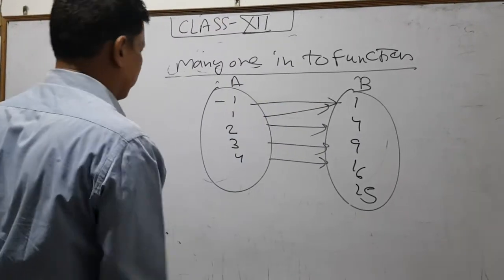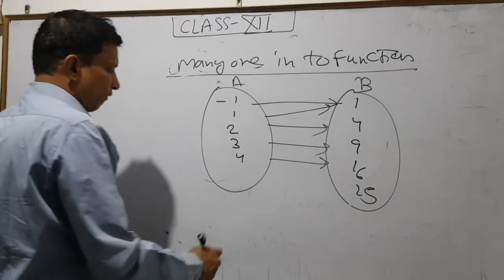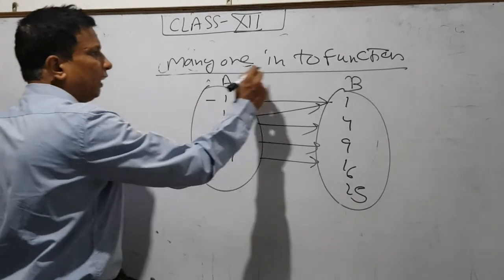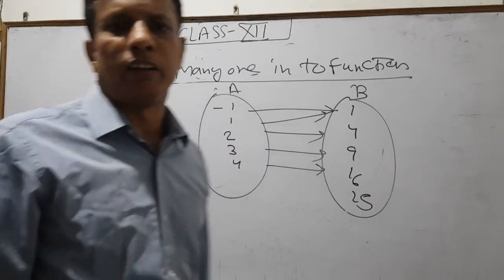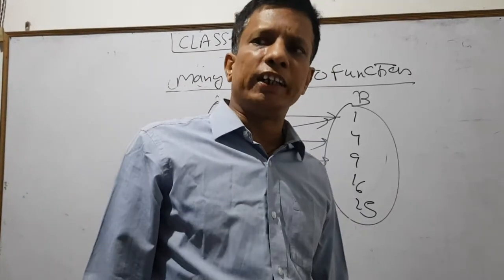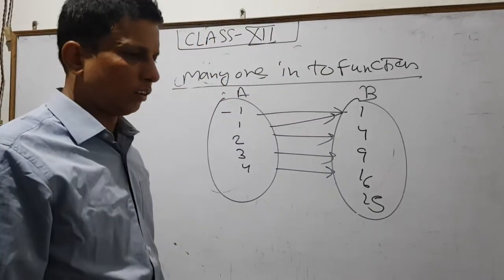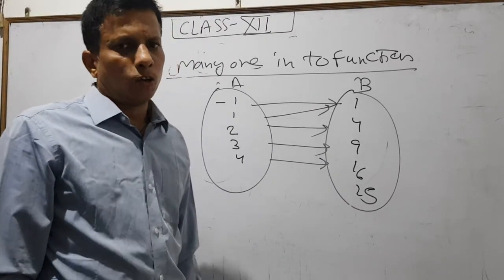Many-one onto function is also known as bijective function. Note down this.